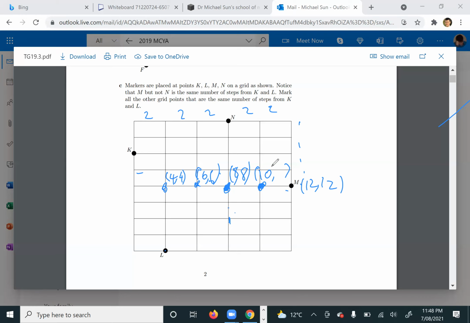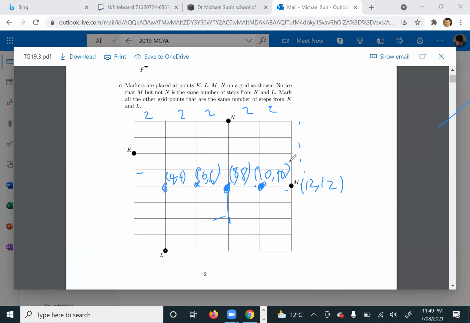Actually, it's not 10. Yeah, because if you do this, it will go to the other dot, because you can go this way and then another 2, and that equals 10. So it is 10, yeah?